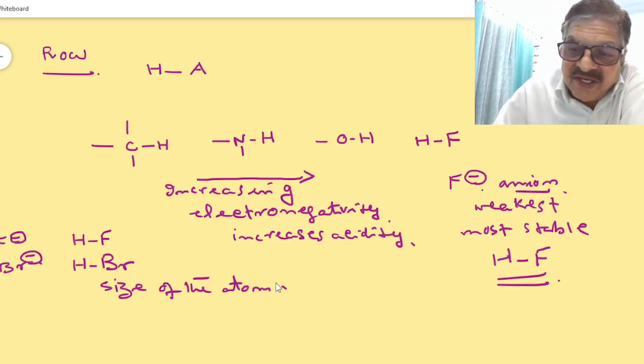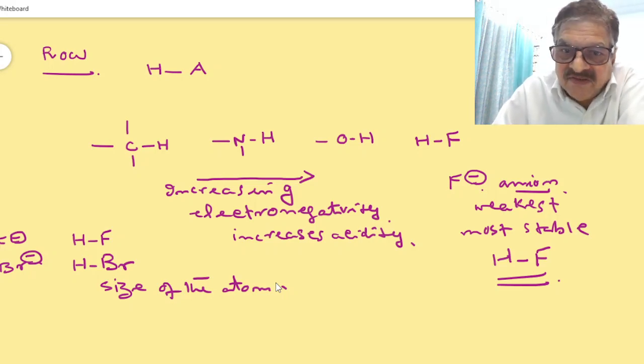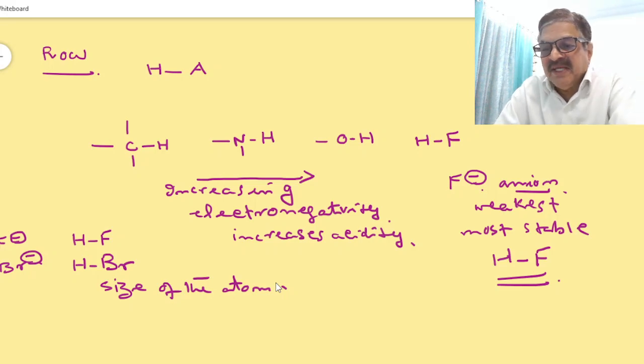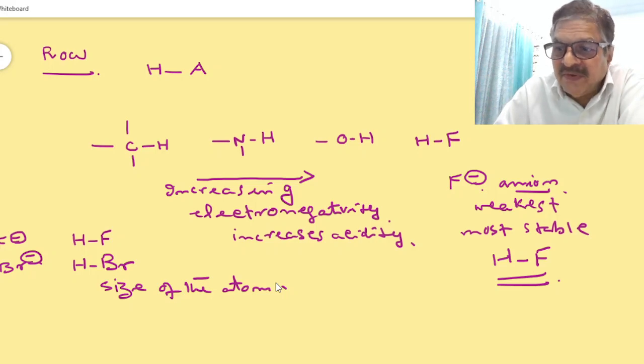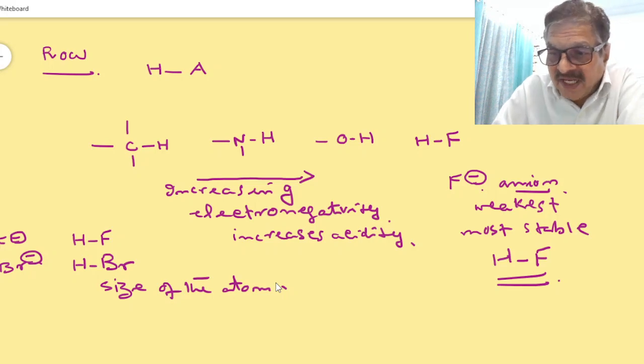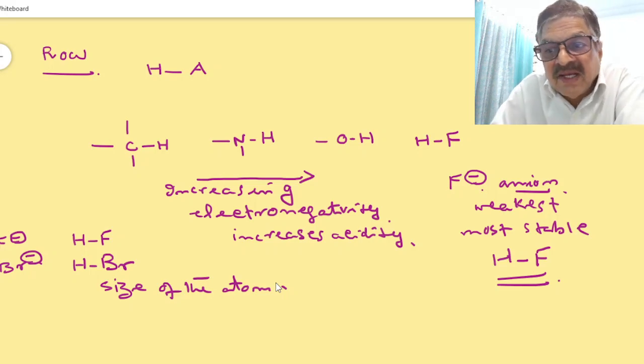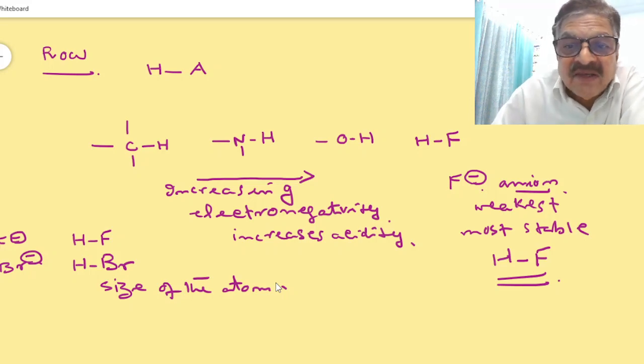Now, the size of an atom or an ion, that means the atomic radius, will be more. So, as the size increases down a column of the periodic table, what happens? The negative charge will get stabilized, because whether the charge is positive or negative, if it is spread over a larger volume, here the size, because the atomic radius is larger, therefore the electron density is spread over a larger volume. Larger volume means the reactivity comes down, and it becomes more and more stable.